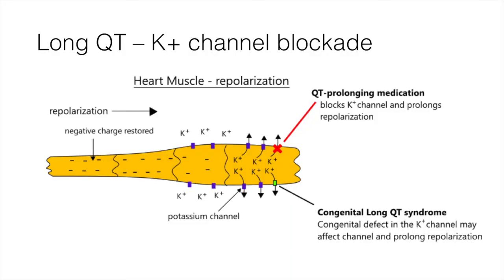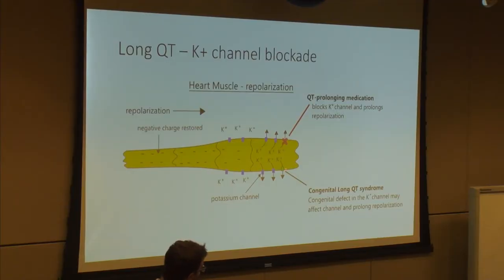So how do I get long QT? This is a series of cardiac myocytes, okay? So as I repolarize down this chain, remember, I'm depolarizing and repolarizing. Okay, as I'm going back to a depolarized, repolarized state, I can either have QT blocking drugs, which by and large are going to be sodium or potassium channel blockade, or I can have congenital diseases that alter the ability of that channel to work. Okay?